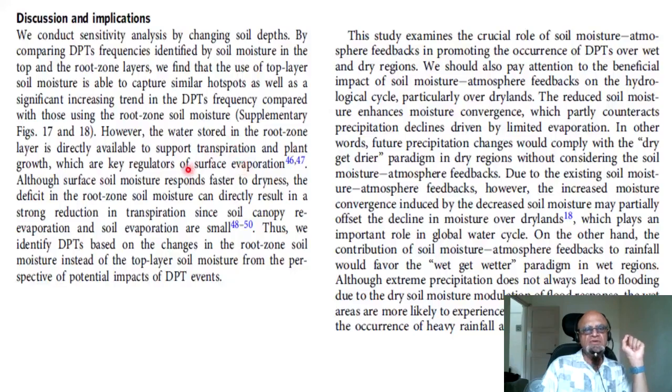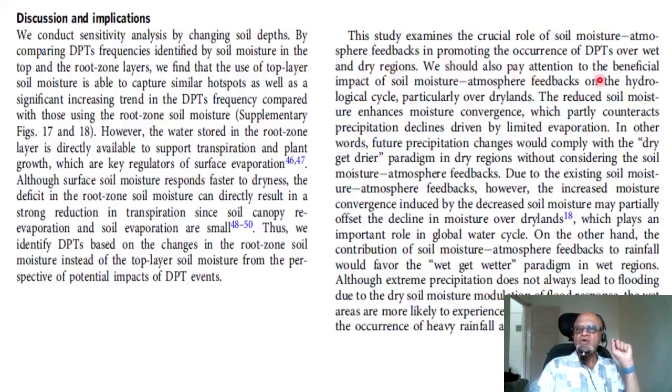However, the water stored in the root zone layer is directly available to support transpiration and plant growth, which are key regulators of surface evaporation, so there is an indirect impact. Although surface soil moisture responds faster to dryness, the deficit in the root zone soil moisture can directly result in a strong reduction in transpiration, since canopy re-evaporation and soil evaporation are small. Thus, we identified DPTs based on the changes in the root zone soil moisture instead of the topsoil moisture from the perspective of potential impacts of DPT events. So the evapotranspiration is going to correspond to yields or carbon sequestration, NPP, and so on. So that's a better measure of the impacts of these soil moisture feedbacks on DPTs.